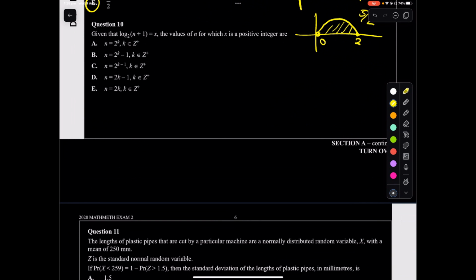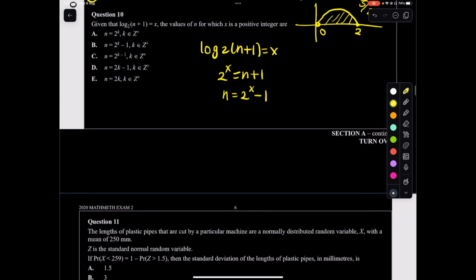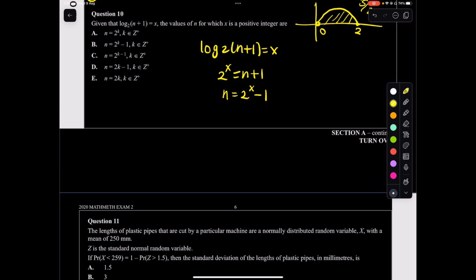Given that log base 2 of (n plus 1) equals x, the values of n for which x is a positive integer is. Okay, so we have log base 2 of (n plus 1) equals x, which is just 2 to the x equals n plus 1. So n equals 2 to the x minus 1. Let's say that x we make a k, so 2 to the k minus 1, and we push all positive integers into it. For example, let's say we put 1, it'll be 2 minus 1, it results in a positive integer. Good.